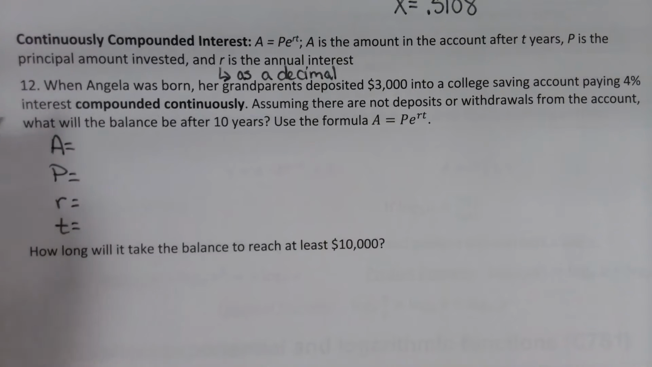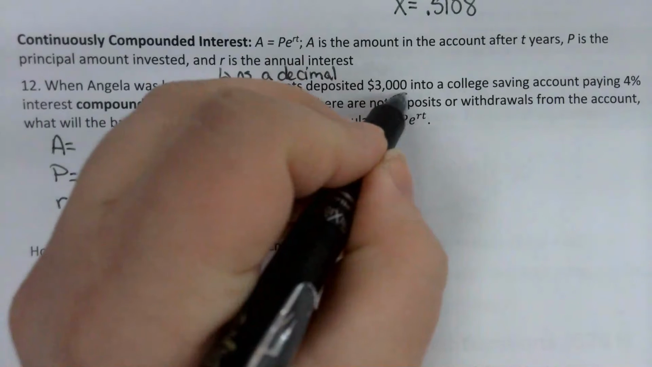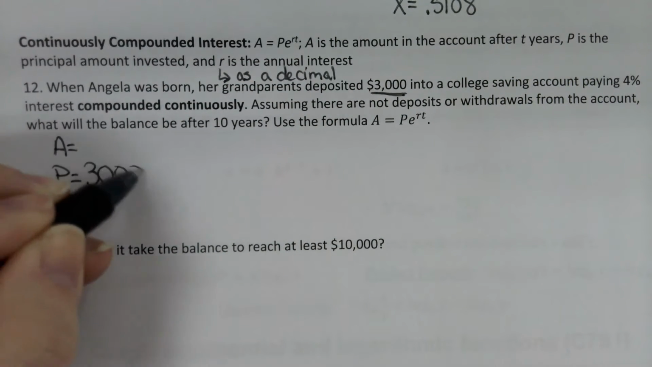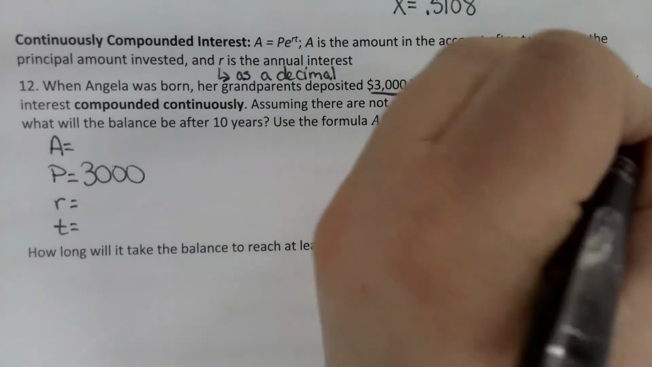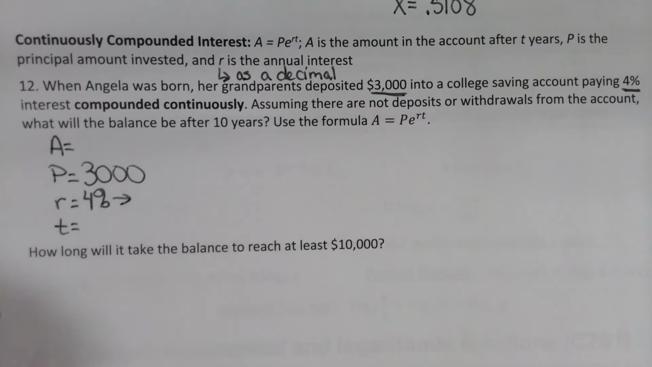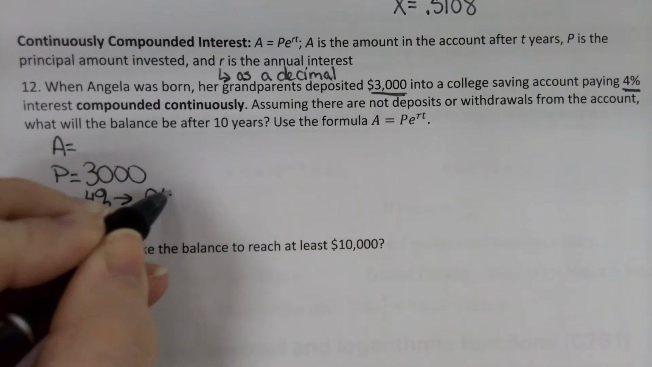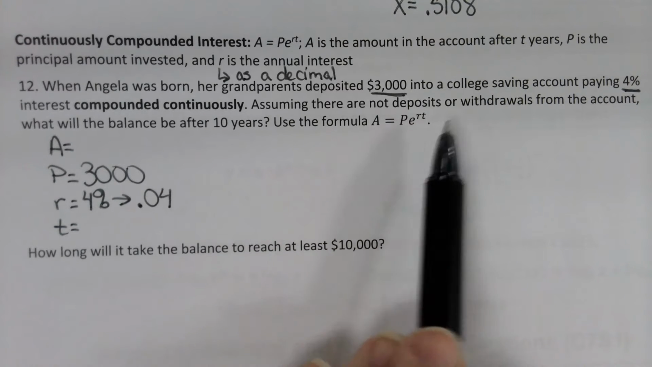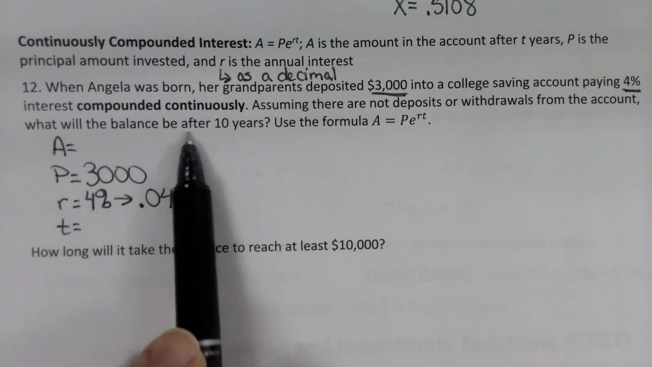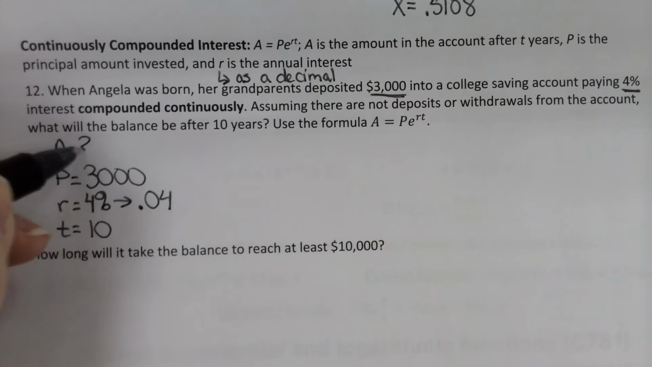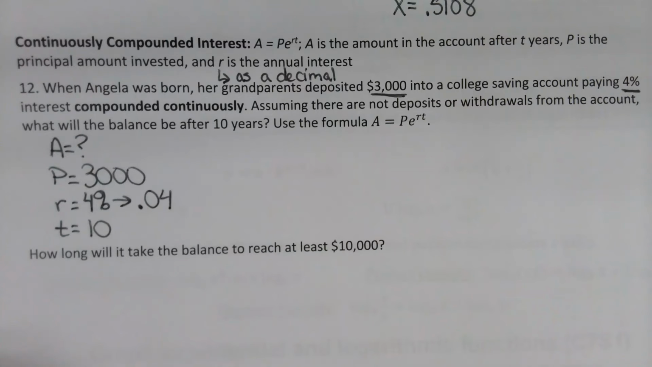So when Angela was born, her grandparents deposited $3,000 in her account. So that's how much they started with. That means that's their principal. And the account paid 4% interest rate. 4% as a decimal is 0.04. And it's compounded continuously, which told us to use this equation. Assuming that there are no deposits or withdrawals from the account, what will the balance be after 10 years? That's time. That means that I'm looking for the amount, the account balance.